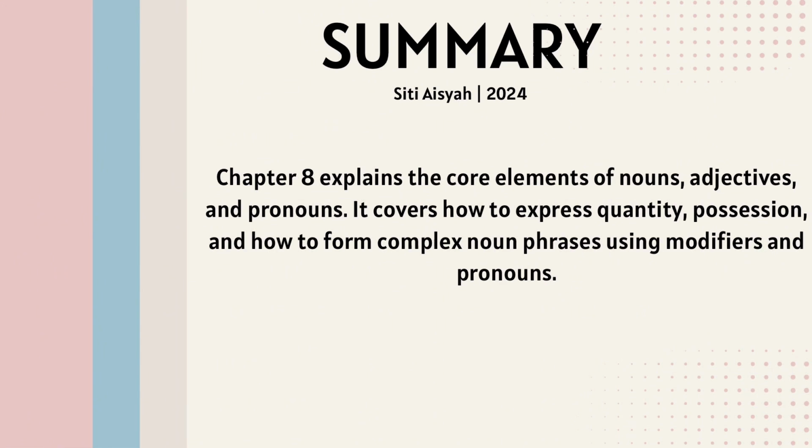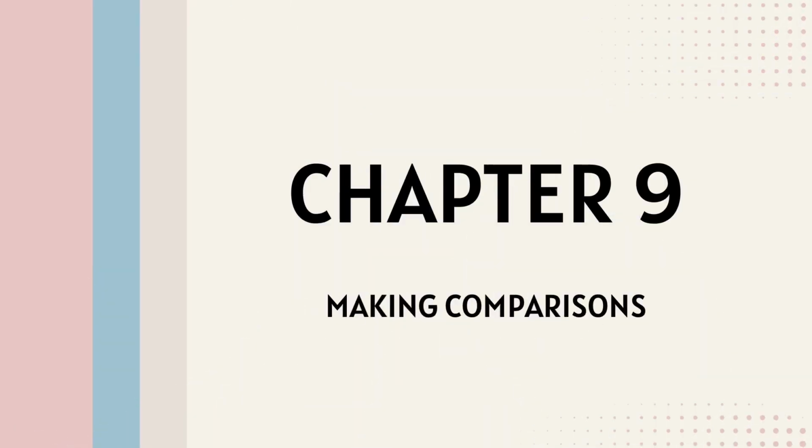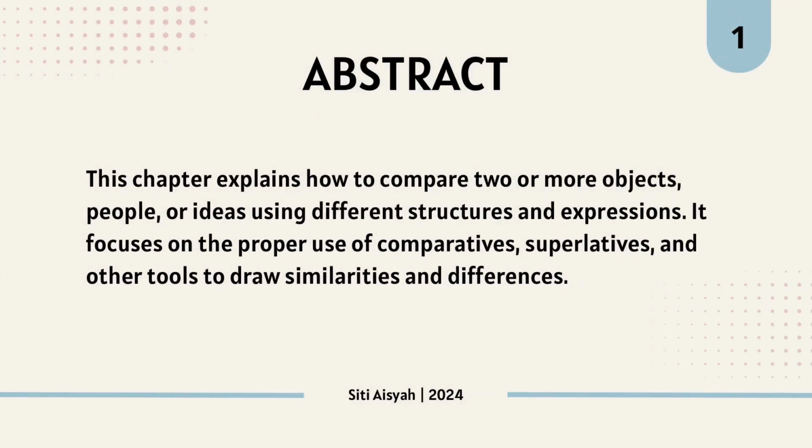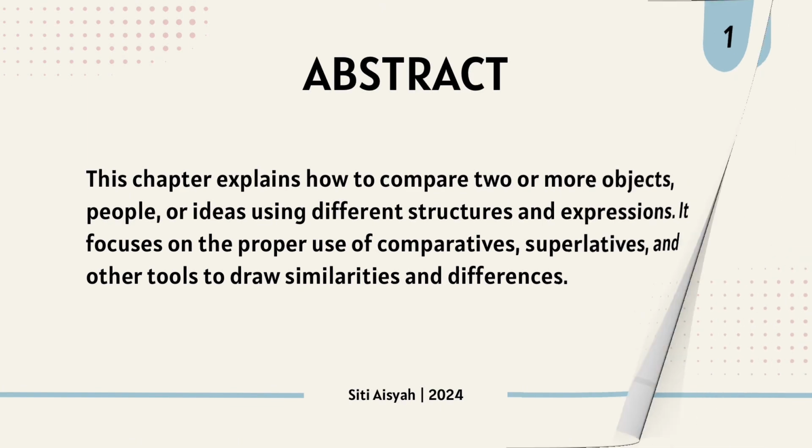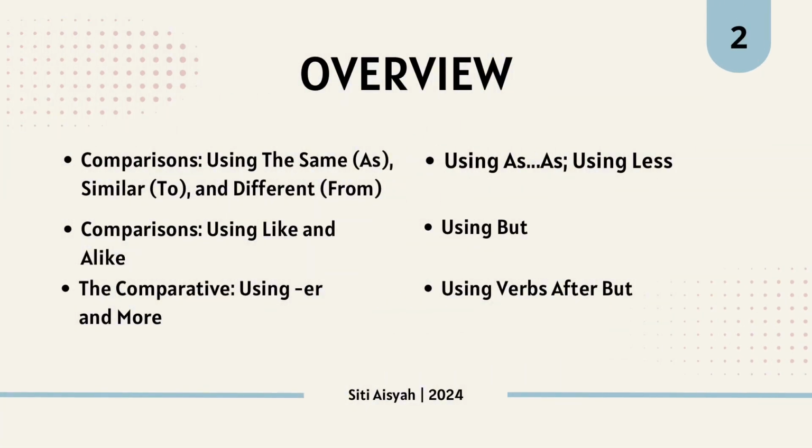In summary, Chapter 8 explains the core elements of nouns, adjectives, and pronouns. It covers how to express quantity, possession, and how to form complex noun phrases using modifiers and pronouns. Chapter 9 explains how to compare two or more objects, people, or ideas using different structures and expressions. It focuses on the proper use of comparatives, superlatives, and other tools to draw similarities and differences.